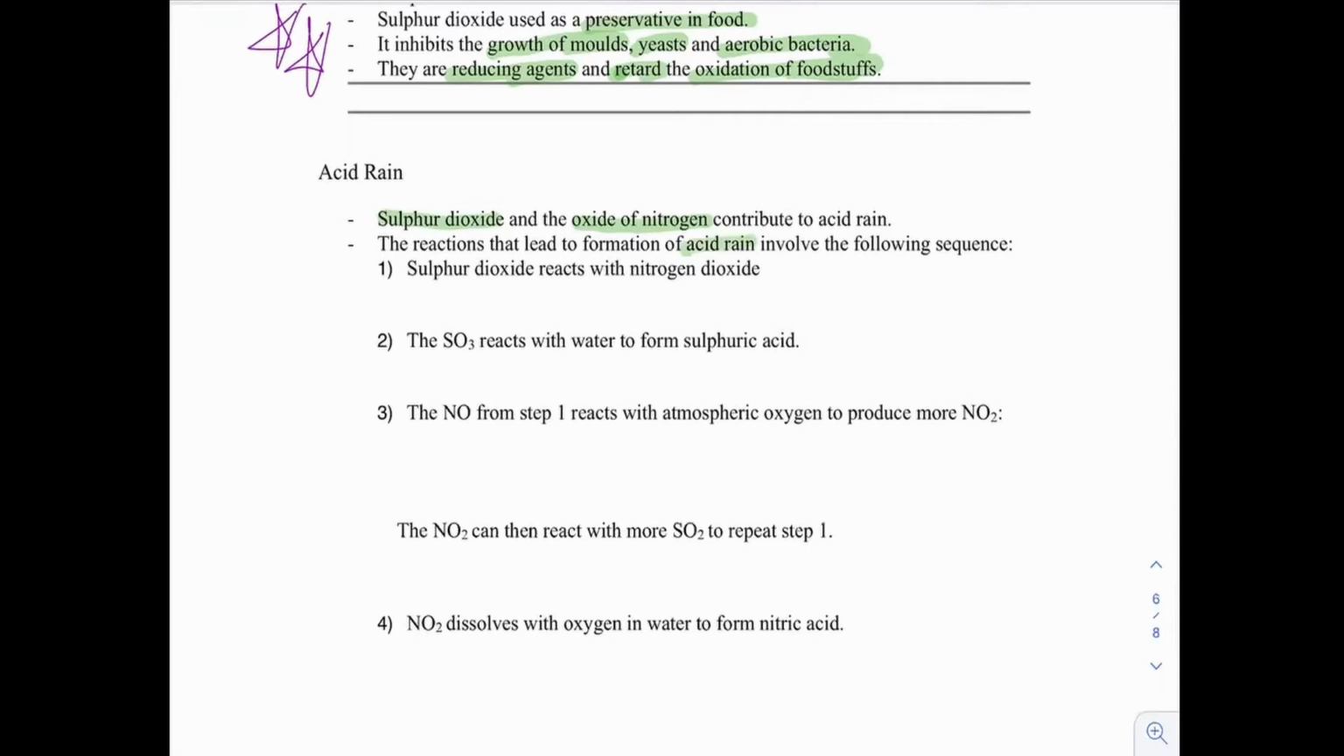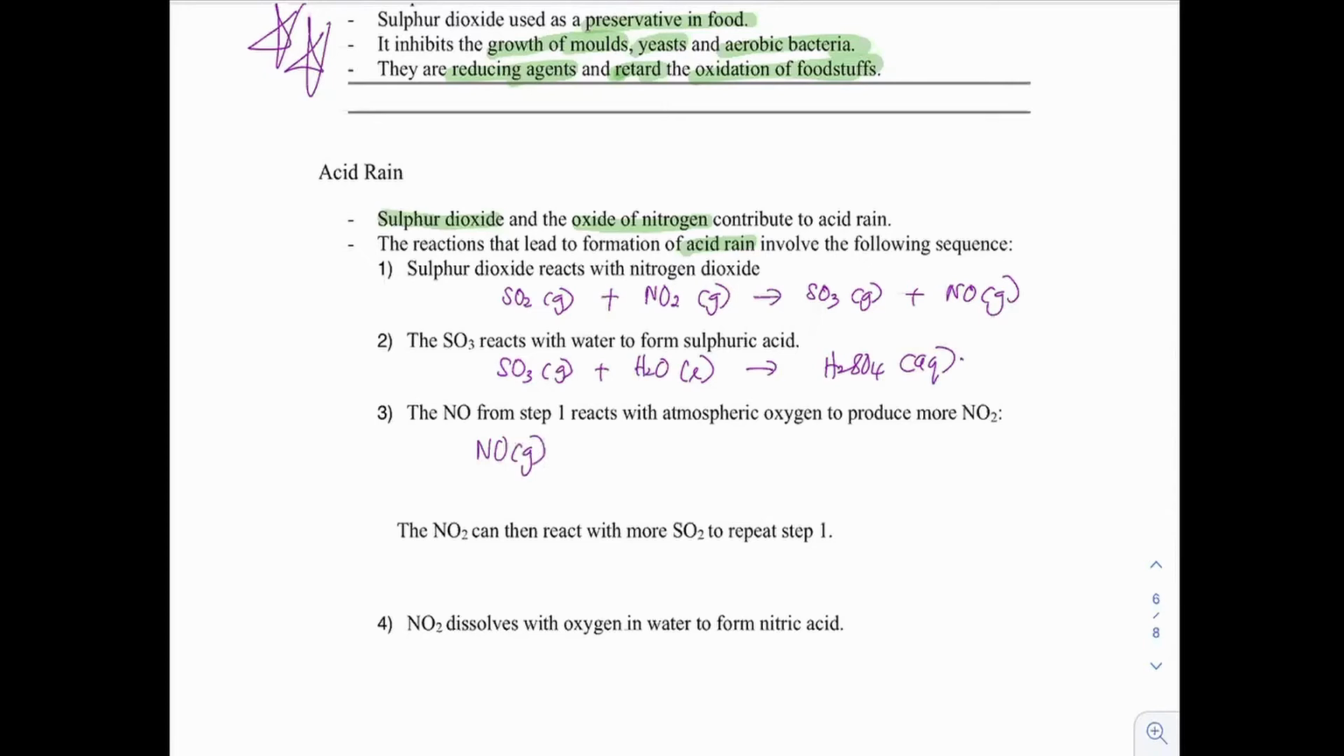So first of all, sulfur dioxide gas will react with nitrogen dioxide gas to form sulfur trioxide gas and also NO gas. The sulfur trioxide gas will react with water to form sulfuric acid, which is H2SO4 aqueous. The NO from step 1 will react with atmospheric oxygen to produce NO2 gas. Okay, you take down this thing because I'll explain.